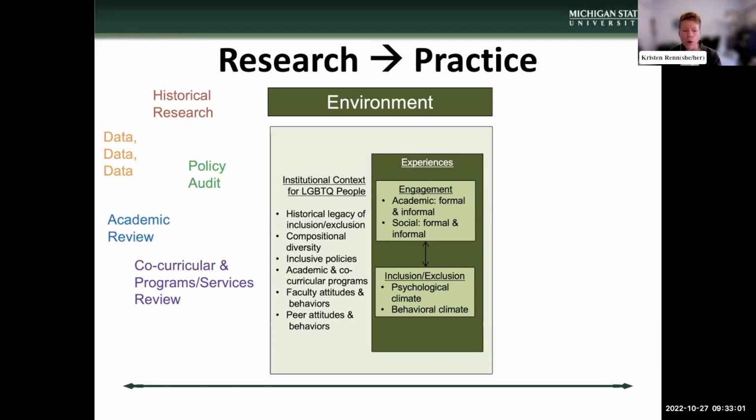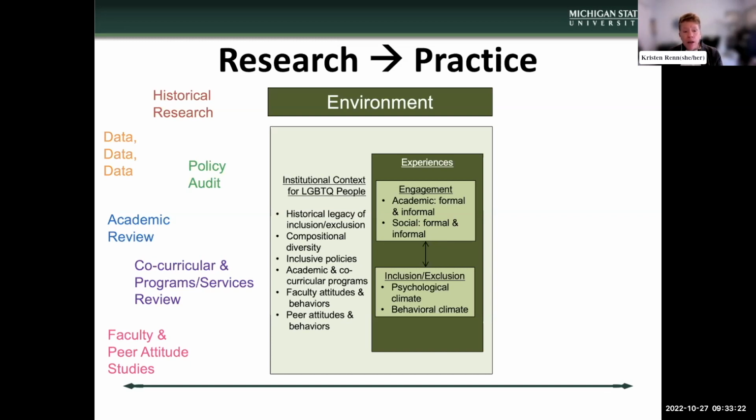And then, of course, co-curricular programs and services review. Not only what are we doing specifically on 2S LGBTQ plus student support, but what's happening for these students in the health center, what's happening in the student activities area, what's happening in recreational sports. So going through all the different areas for this kind of audit.